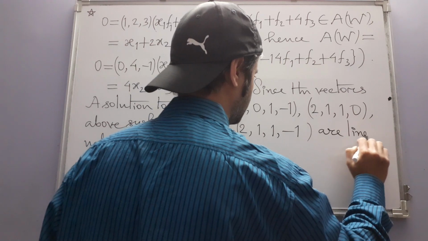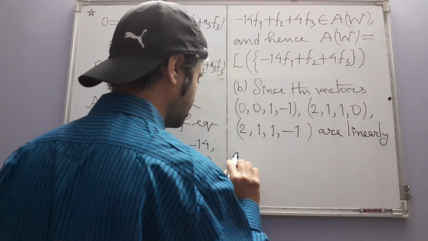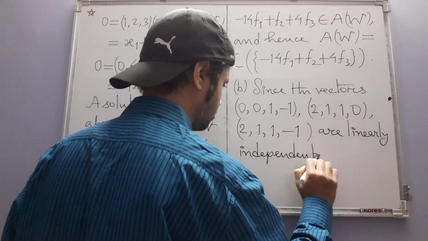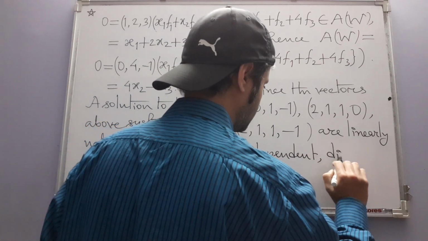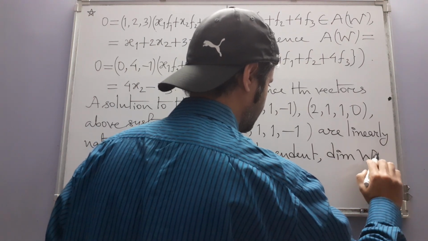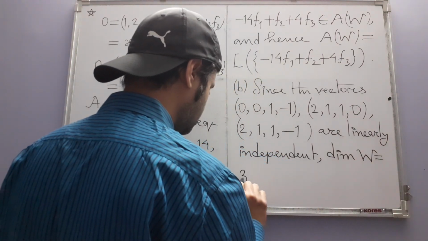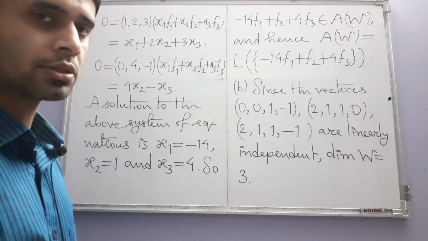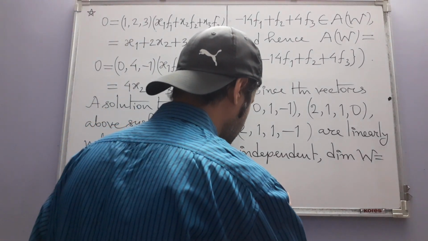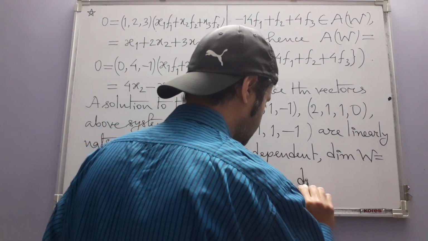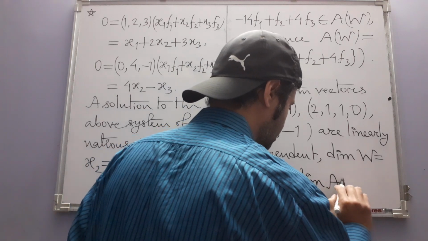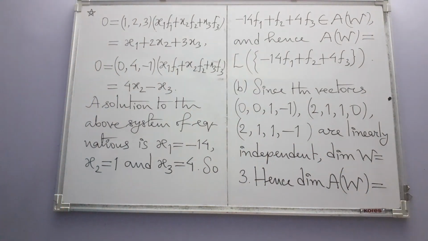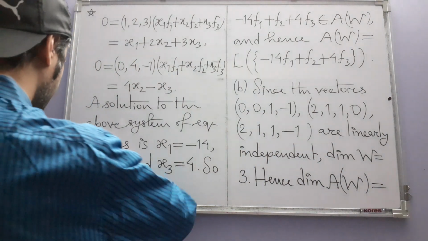Are linearly independent here. The dimension of W is 3, but the original space is 4 dimensional. Hence the dimension of the annihilator of W, here also it will be 1, because 4 minus 3.